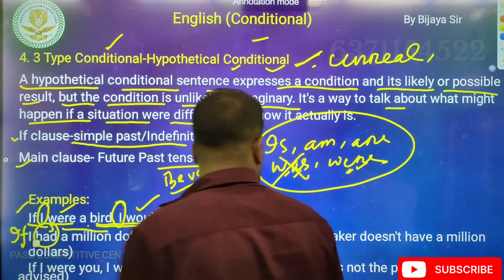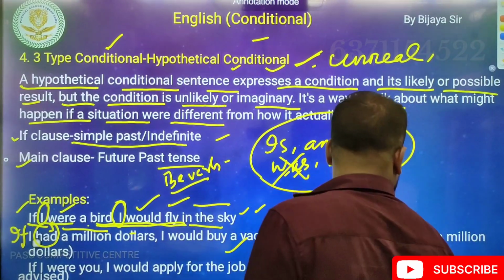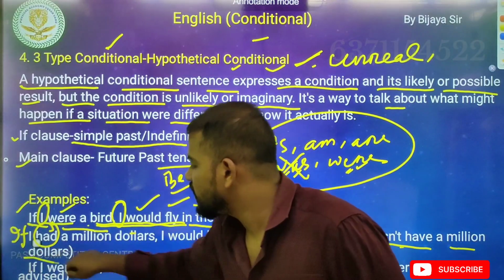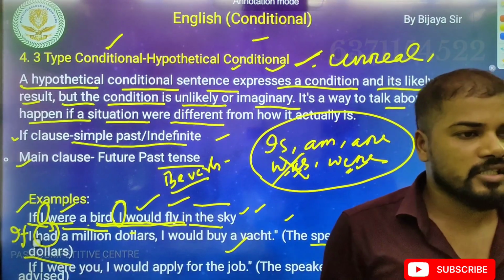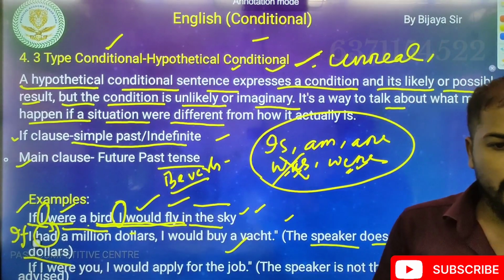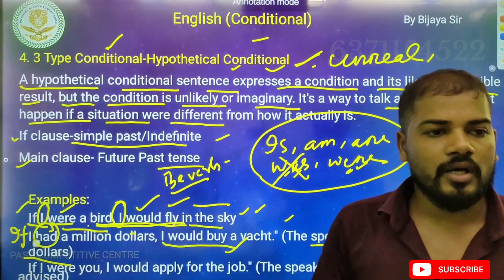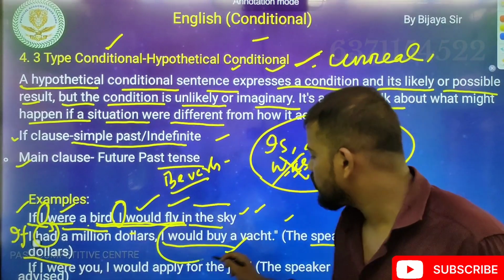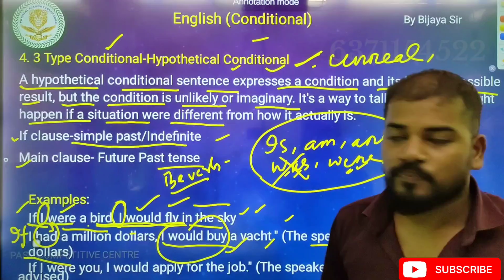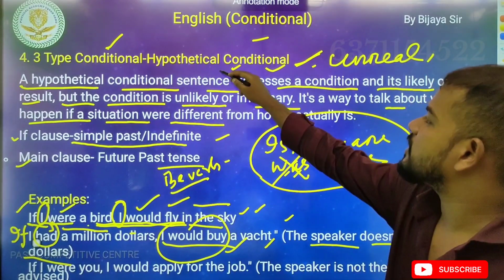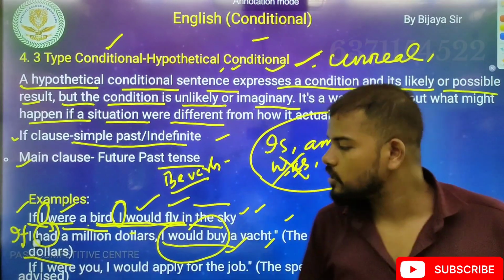Look at the sentence, dear students. The speaker doesn't have $1 million. It's imagination, totally imagination. The speaker doesn't have $1 million, so cannot buy a yacht. But it's an imaginary situation. So it is known as our third type conditional, that is hypothetical conditional, dear students.